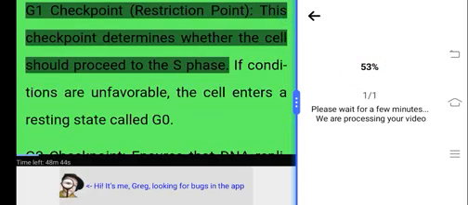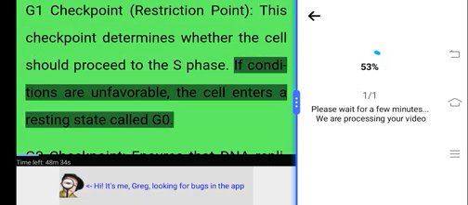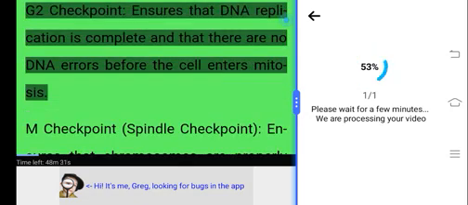G1 checkpoint, restriction point: this checkpoint determines whether the cell should proceed to the S phase. If conditions are unfavorable, the cell enters a resting state called G0. G2 checkpoint ensures that DNA replication is complete and that there are no DNA errors before the cell enters mitosis.